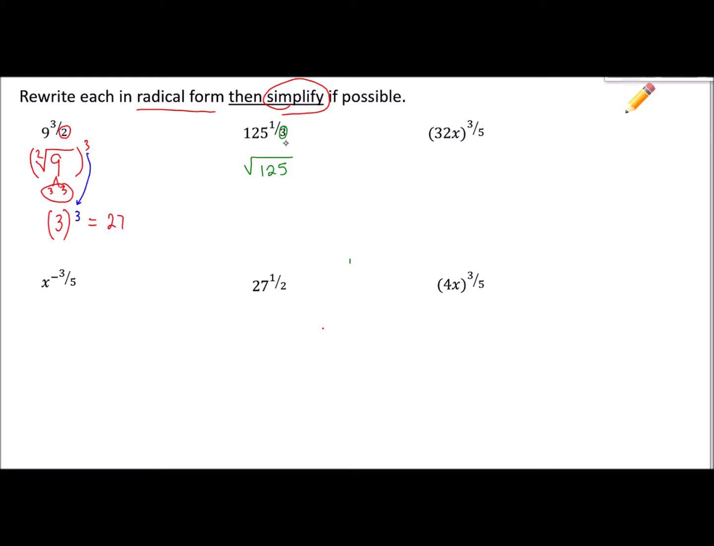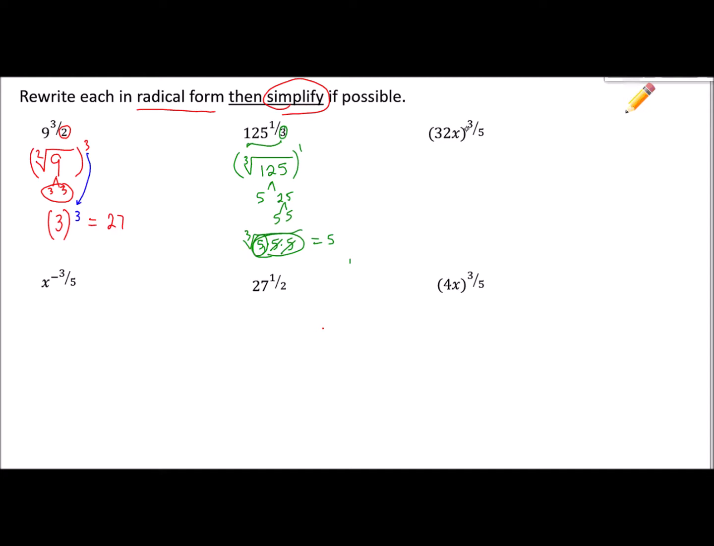125 was inside. This bottom guy is on the shelf. Denominator on the shelf, numerator goes as a power outside. We don't really need that one, so I'm just going to go to simplifying. Okay, we're looking for the cube root. 5 times 5 times 5, that's 125. How many make it out? Only 1. Everybody else dies.